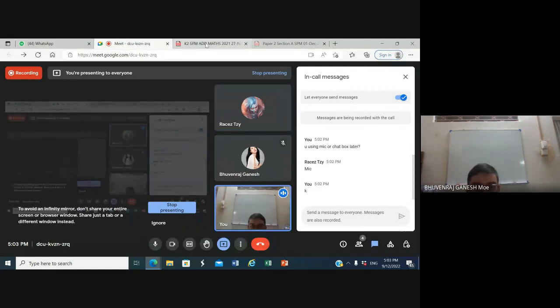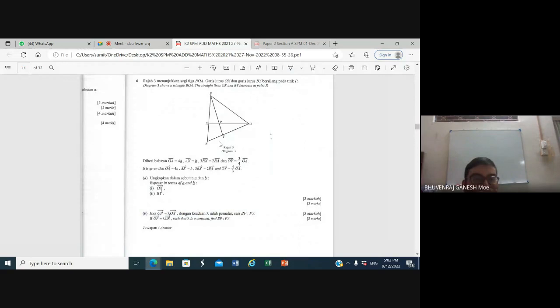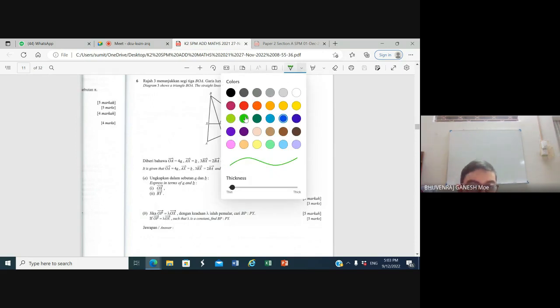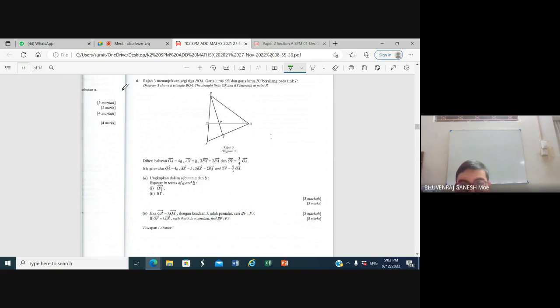Okay, so this is the question. What we are going to do here now is analyze vectors basically. One of the things you must do first is always label the diagram. You see the information here: OA is 4A, AX is B, 3BX is equal to BA, and OY is 4 over 3 OA. Make sure you utilize all this info in one shot. That is the vectors question basically.